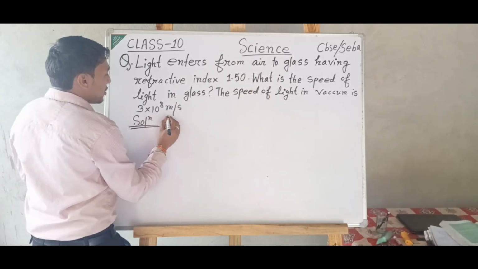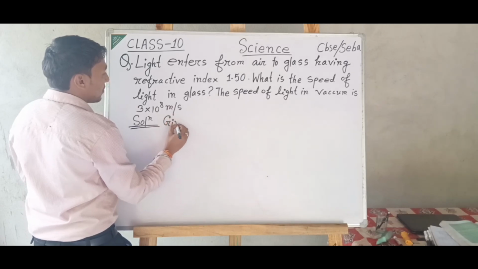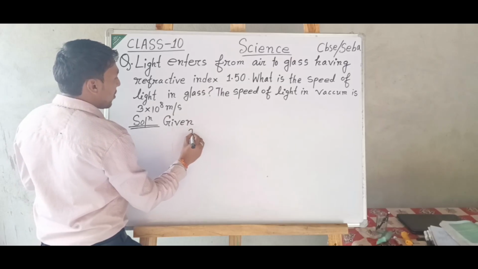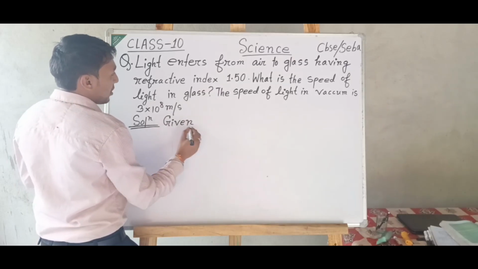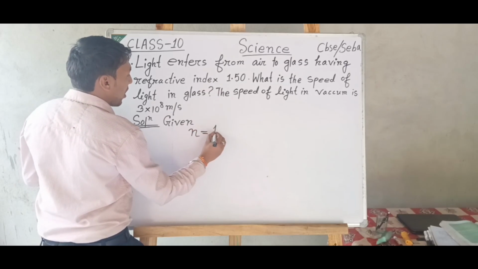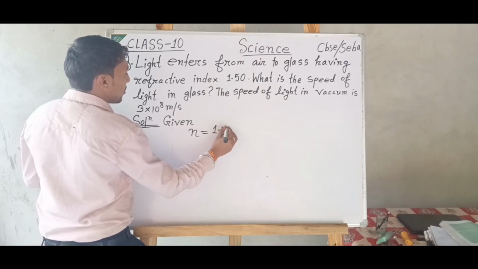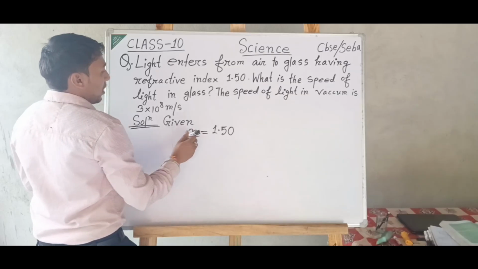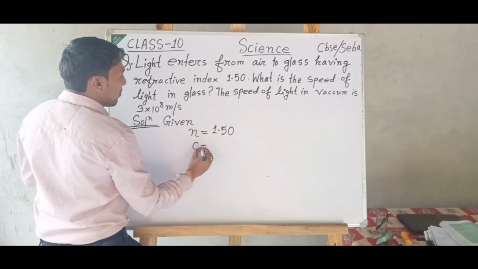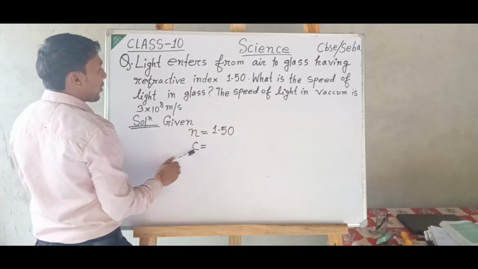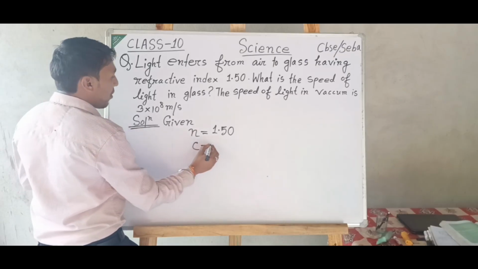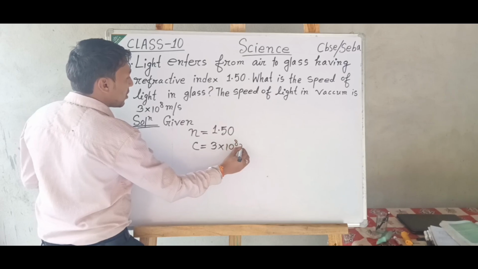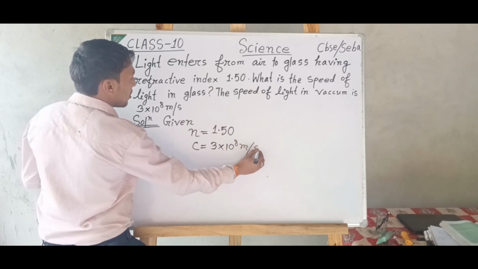So in first step, just write the given value. Given refractive index, symbol for refractive index is small letter n, equal to 1.50. This is the refractive index of glass given in this question. And C means speed of light in vacuum, and this value given 3 into 10 to the power 8 meter per second.